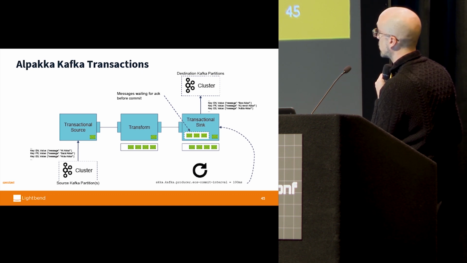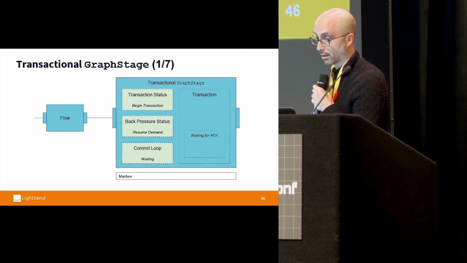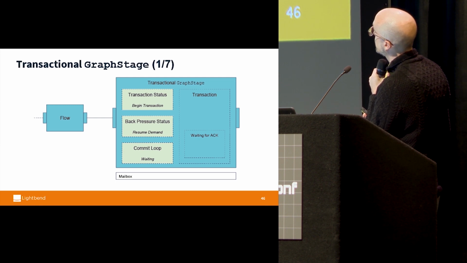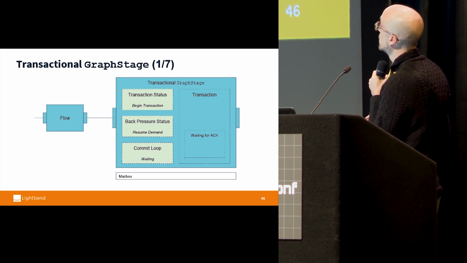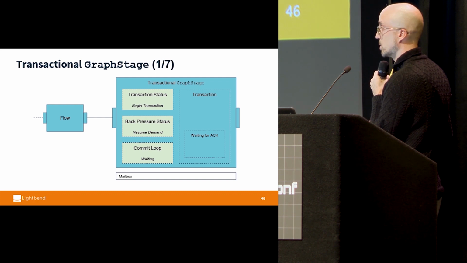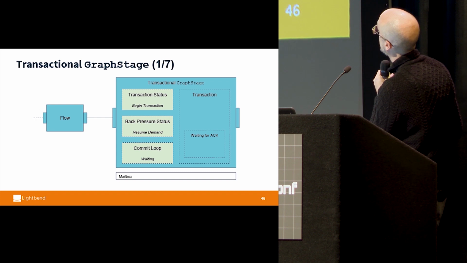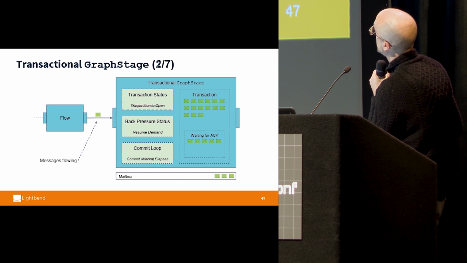And we have to do a couple things in order to make sure that works properly. And I'm going to go through a short workflow here of how that works. So the graph stage, this is an example of the transactional graph stage. It has a transactional status. It has a backpressure status. Is it exhibiting backpressure? Is it not? And it has this commit loop, which is basically signaling when the transaction should be committed. And then it has a transaction with the actual messages and that bucket I mentioned earlier.